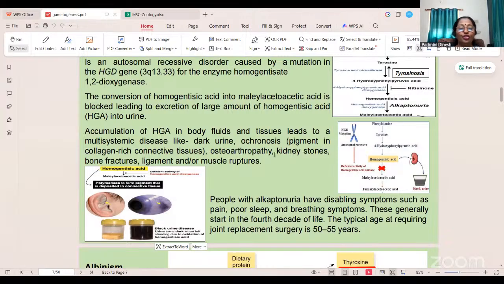This can also lead to osteoarthropathy, that is, large bones and joints problems. Kidney stones can also occur, and frequent bone fractures, ligament and muscle ruptures are all because of this homogentisic acid accumulation. So people with alkaptonuria have disabling symptoms such as pain, poor sleep, breathing symptoms. And by the time they turn 50 to 55 years, because of this osteoarthropathy, they might have to undergo joint replacement surgery because they are having this problem, that is, accumulation of HGA in their system.